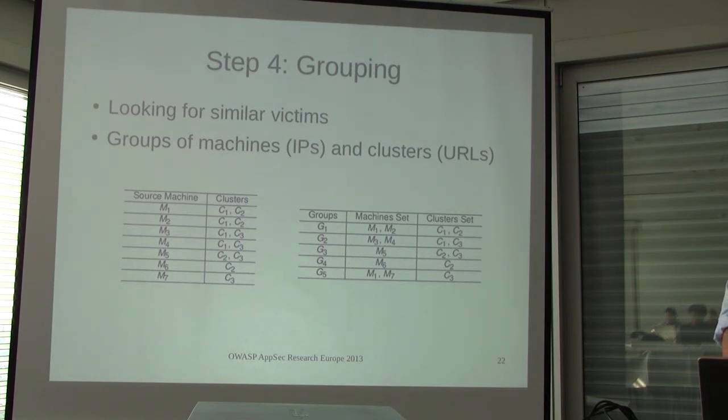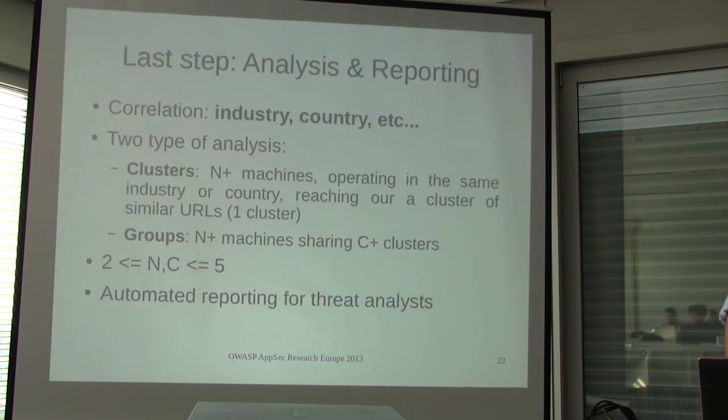Finally, at the end, we correlate the machines for the groups and for the clusters. So we do two types of analysis. The first one is cluster-based. The second one is group-based. In the cluster-based analysis, we look at each cluster, and we look for those clusters that might be interesting.